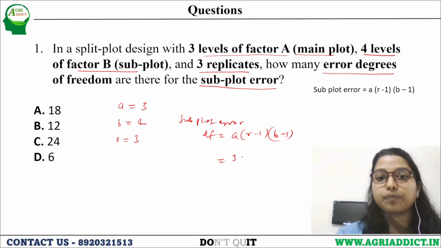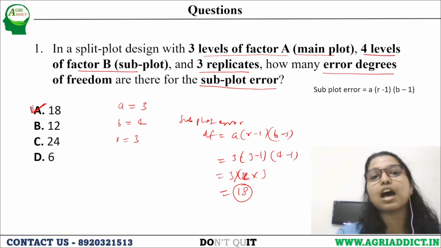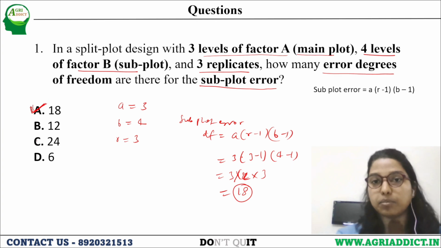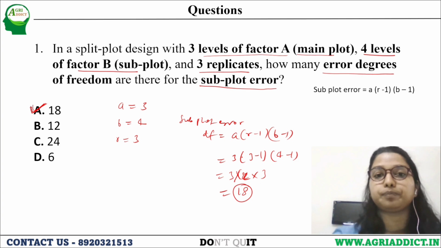Now we have to put the value here. A is 3, R is 3 minus 1. Now B is 4, so it will be 4 minus 1. So it will be 3 into 2 into 3. This will be 18. So the correct answer will be option A, that is 18. This is how the question they can ask in the examination. So that's why I was saying in the previous slides, you just have to remember the error degree of freedom for different factors.